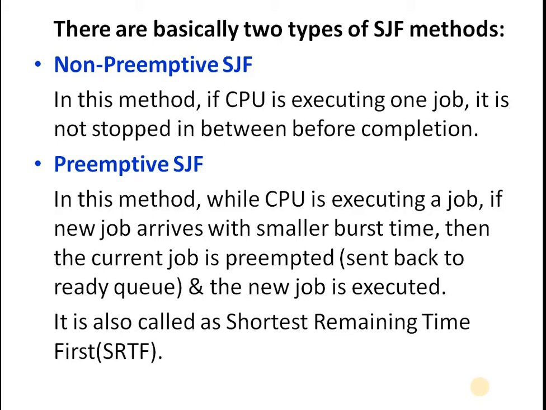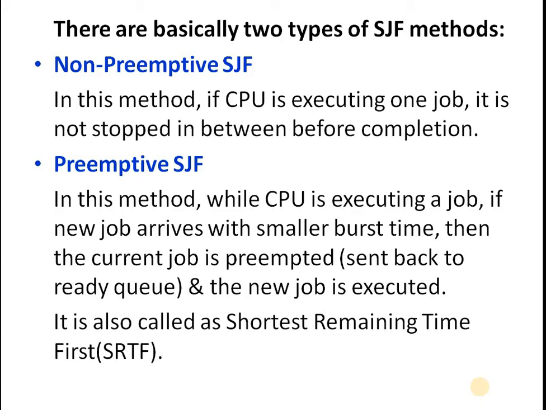As earlier we saw the types of scheduling, that is non-preemptive scheduling and preemptive scheduling. First, non-preemptive SJF. In this method, if the CPU is executing one job, it is not stopped in between before completion. It means the currently running process will continue even if a high priority process enters the system. This is called non-preemptive SJF.